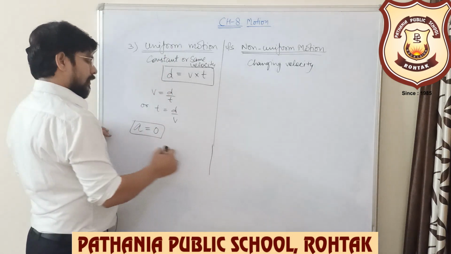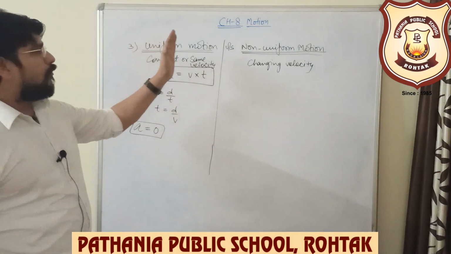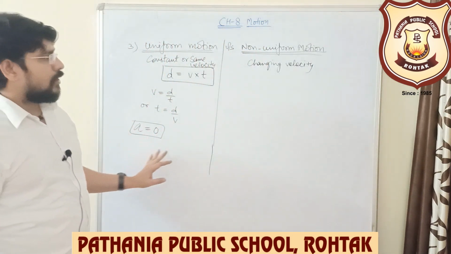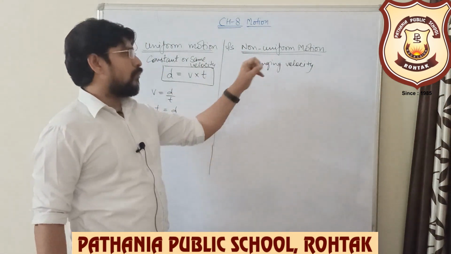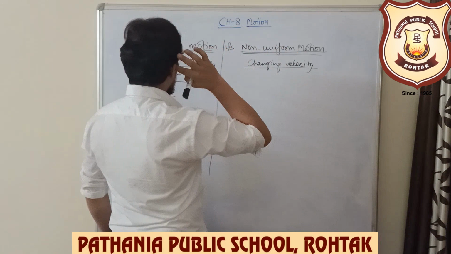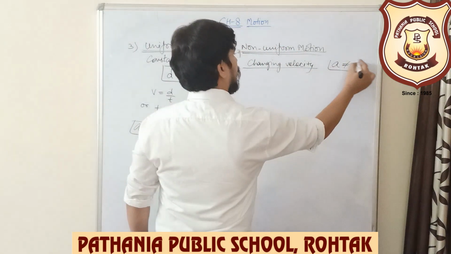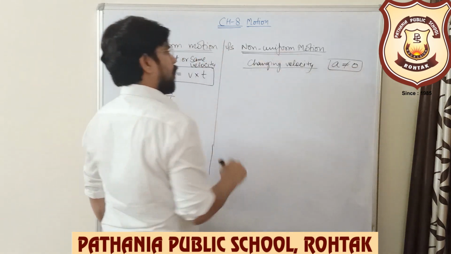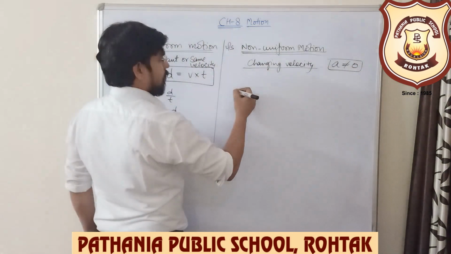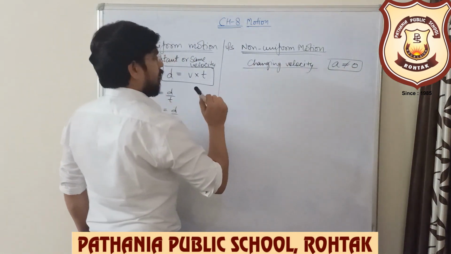You remember that I asked this question last time in your UT1. What is the difference between uniform motion and non-uniform motion in terms of acceleration? So acceleration is 0 in uniform motion and acceleration is non-zero in case of non-uniform motion. In non-uniform motion, as your velocity is changing, your acceleration is non-zero. And in non-uniform motion, acceleration can be positive or negative.